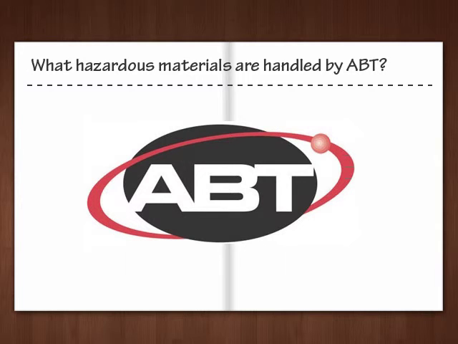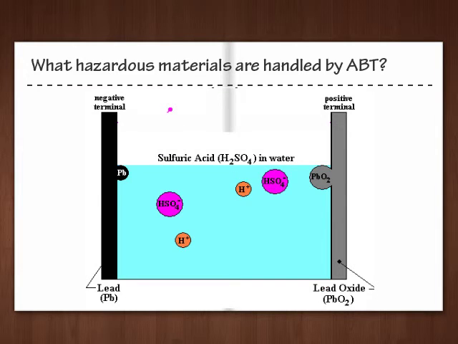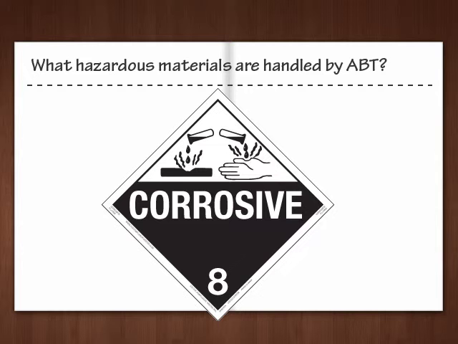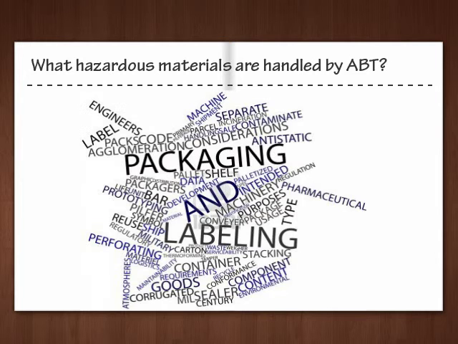As you know, ABT sells, ships, and services lead-acid batteries. These batteries contain an electrolyte made of a mixture of sulfuric acid and water. Sulfuric acid is classified by the HMR table as a Class 8, corrosive, hazardous material. So ABT is subject to DOT pipeline regulations, especially concerning packaging, labeling, and shipping requirements.